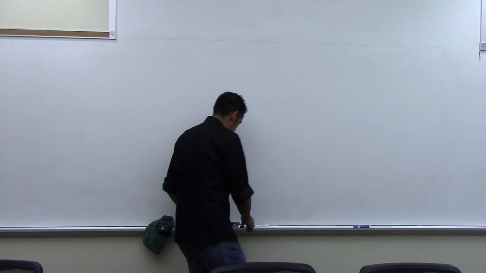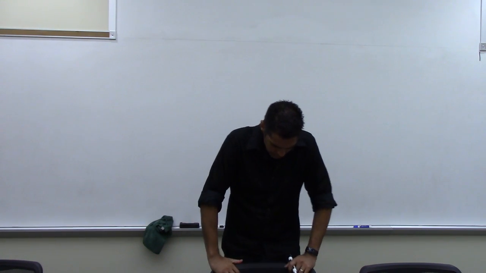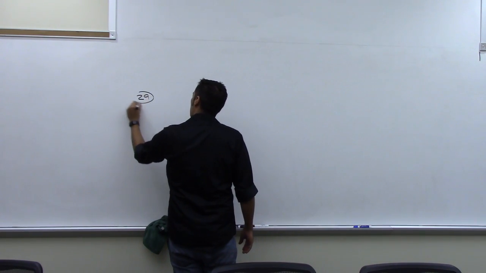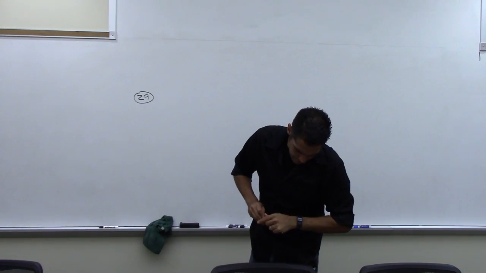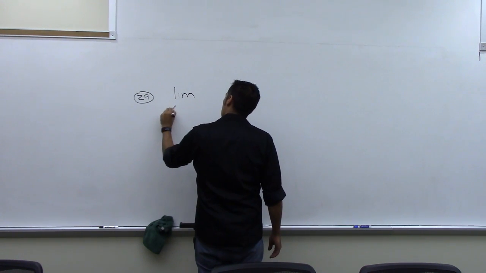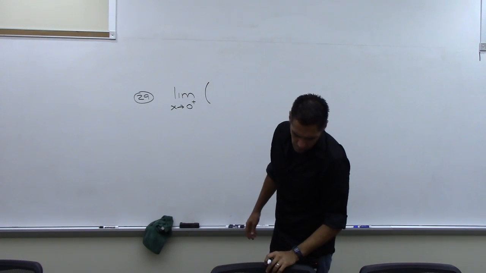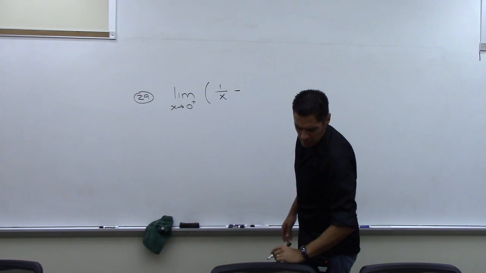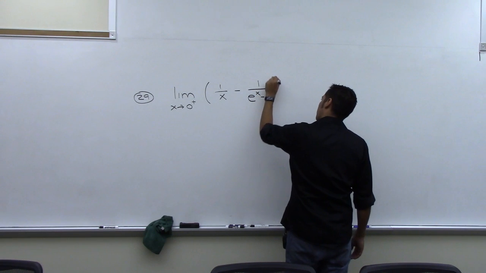We're going to finish up the homework set here for 3-7. We're working on number 29. The limit as x goes to 0 from the right of 1 over x minus 1 over e to the x minus 1.